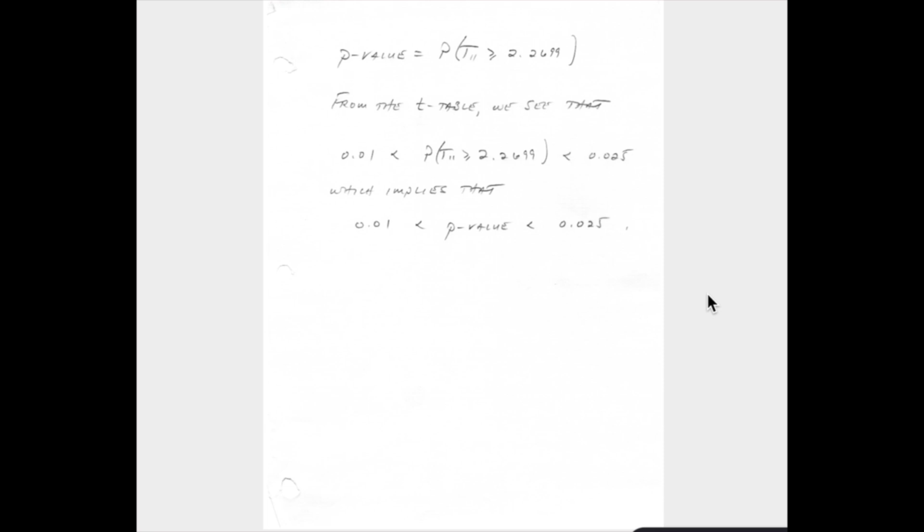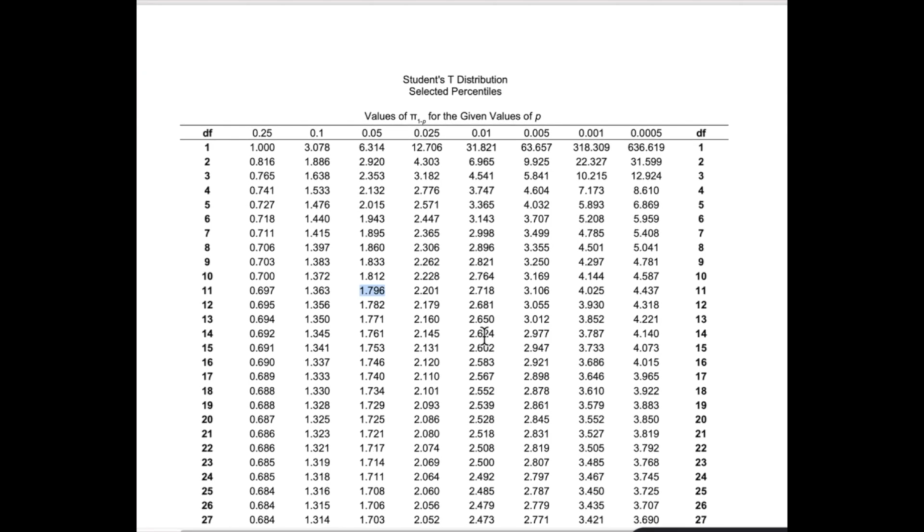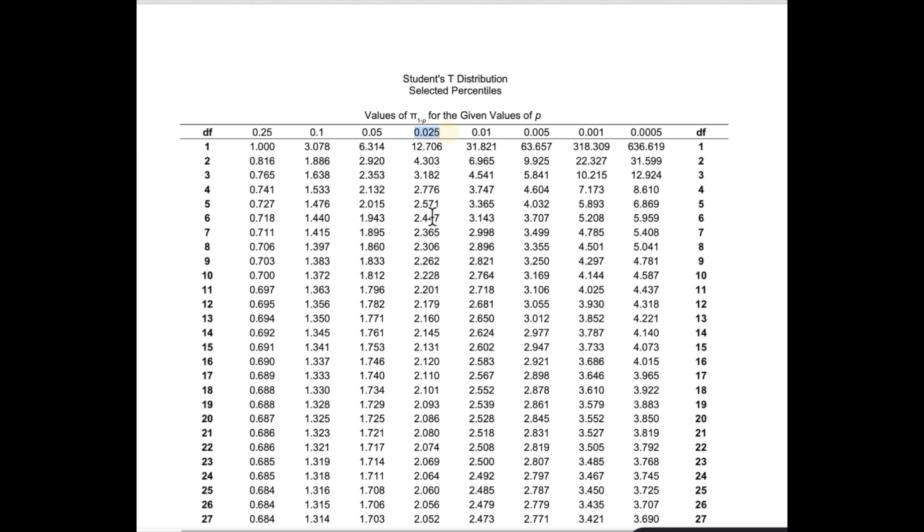So for a right-tailed test, the p-value is equal to the probability that a t-random variable with n minus 1, or in this case 11 degrees of freedom, is greater than or equal to the calculated value of the test statistic. Now the calculated value of the test statistic was 2.2699, and if I go to my t-table, in the row corresponding to 11 degrees of freedom, I see that the value of the test statistic is between 2.201 and 2.718. And so the probability we're looking for is between 0.01 and 0.025.